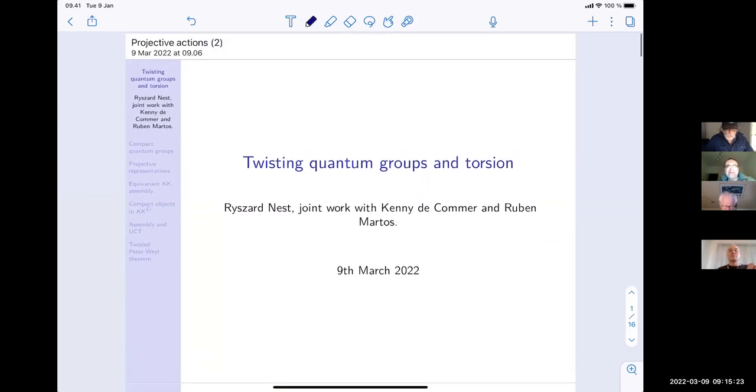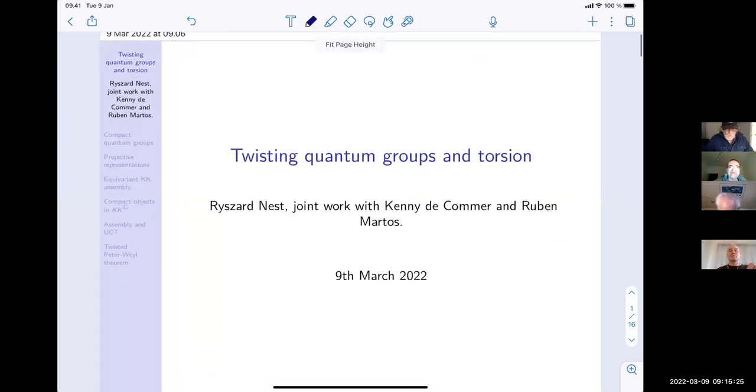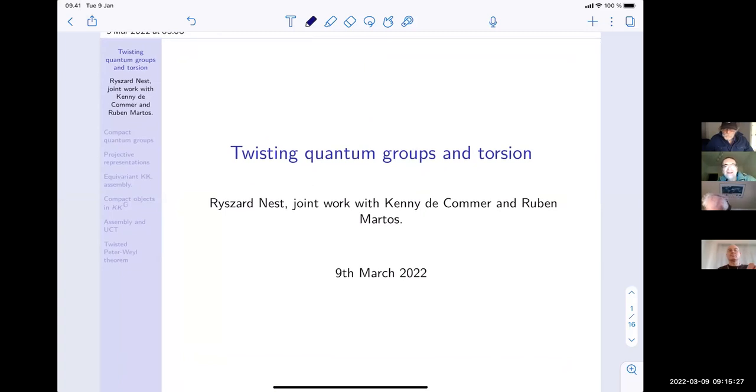It is my great pleasure to welcome Ryszard, who is a co-organizer of this seminar, and he will talk about quantum groups and torsion. And I know that it will be a little bit about the quantum group Baum-Connes conjecture. So Ryszard, the floor is yours, the Zoom is yours, the world is yours, take it away.